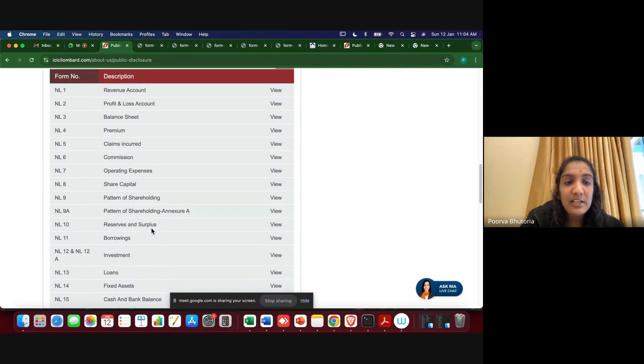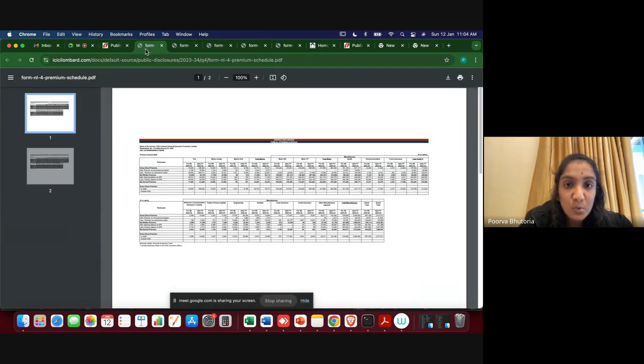Here you can see there are a list of NLs. NL4, 5 being for premium and claims incurred, 6 is commission, 7 is operating expenses. Today what we're going to do is we'll focus majorly on 4 and 5, discuss a little bit about 6, 7, 2 and 3 as well. All right? Okay, starting with NL2.